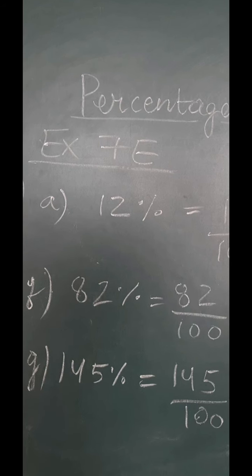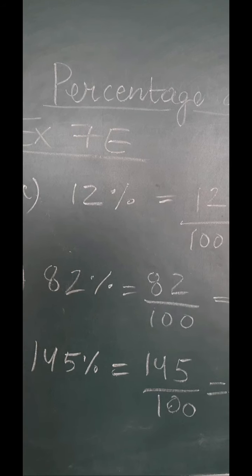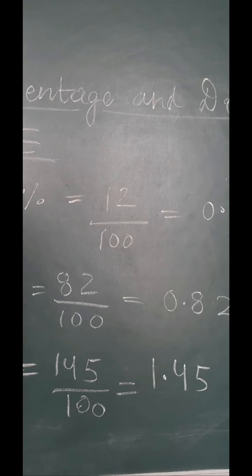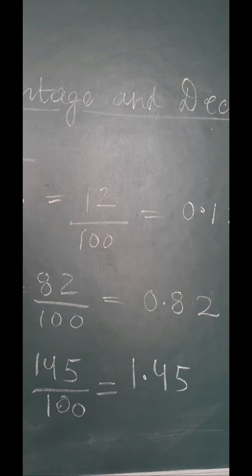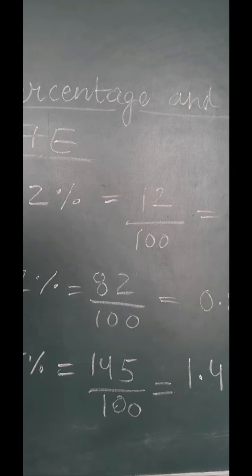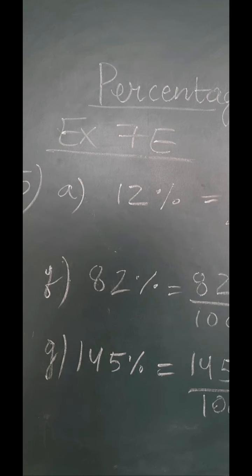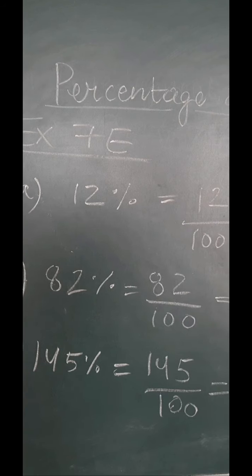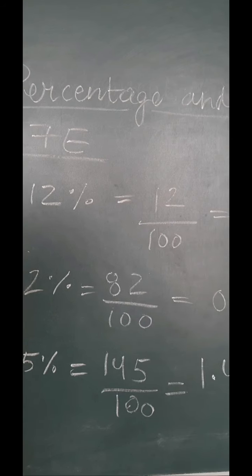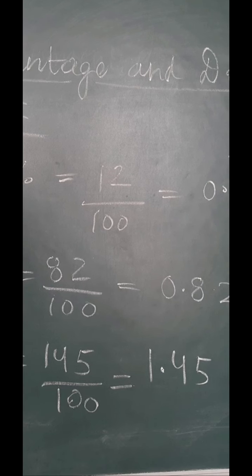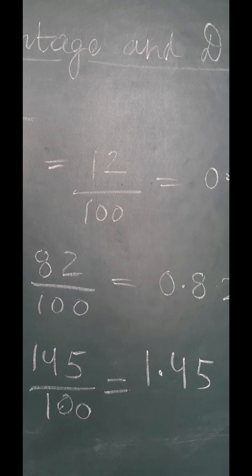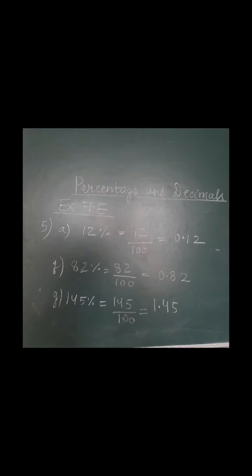So F option is 82%, which can be written in the form of fraction as 82 upon 100. Now 82 upon 100, 100 is having two zeros in the denominator. So the final answer after converting it into decimals will be 0.82. Now the next option, that is G option, it is 145%, which will be written as 145 upon 100. Then we have to place the decimal point before two digits. So it will be 1.45. Two digits from the extreme right we have to place the decimal point.